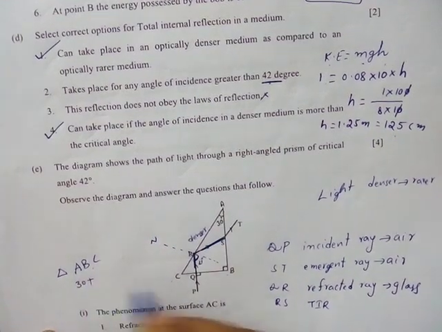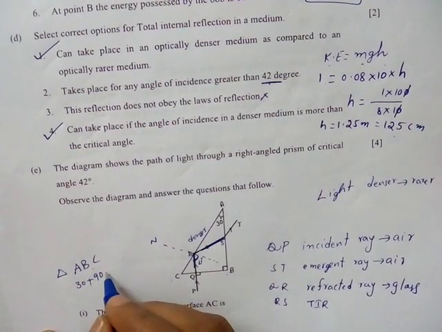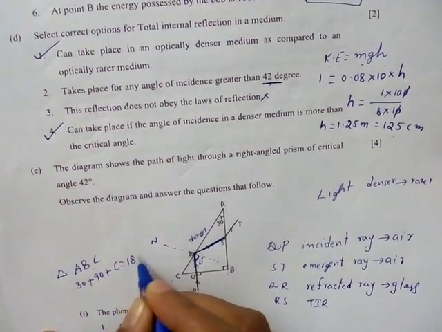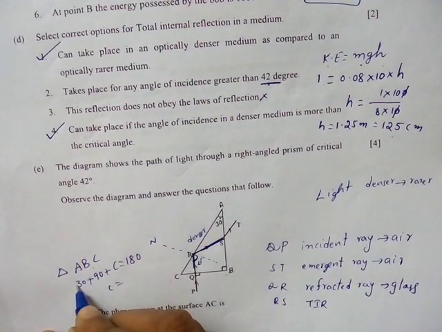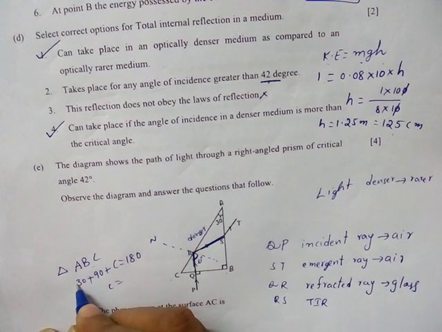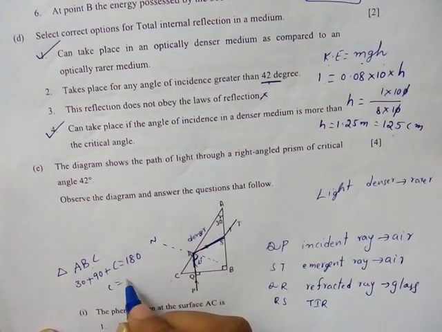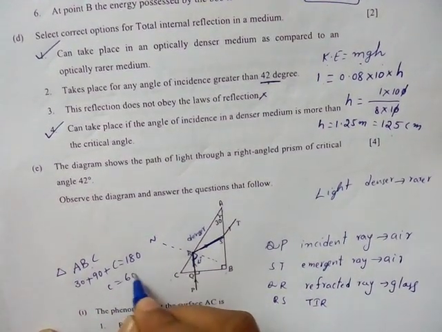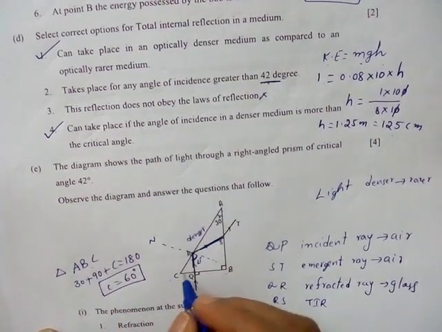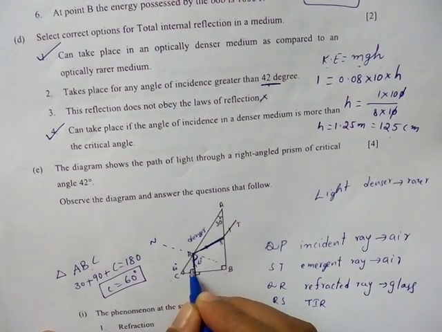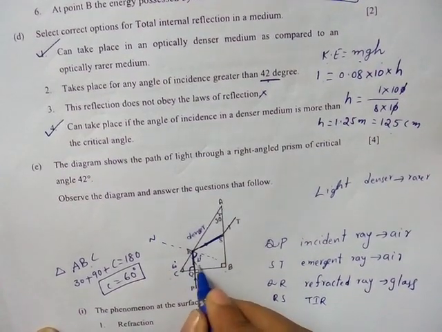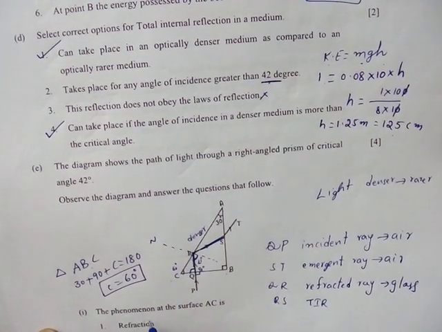Angle A is 30 degree, angle B is 90 degree, plus C is equal to 180 degree. We know this. So 30 plus 90 is equal to 120. 180 minus 120 is 60. So this angle is 60 degree. When this is 60, again this is 90. Yes or no? At Q, this will be 90.